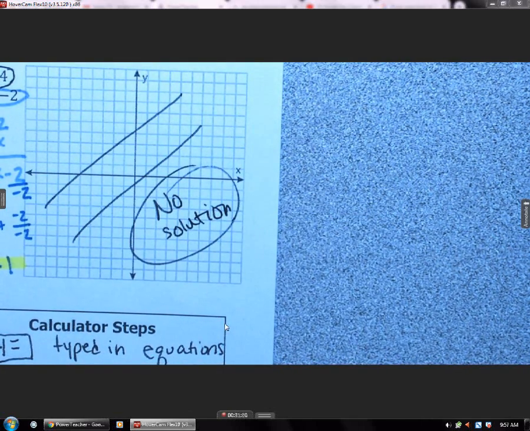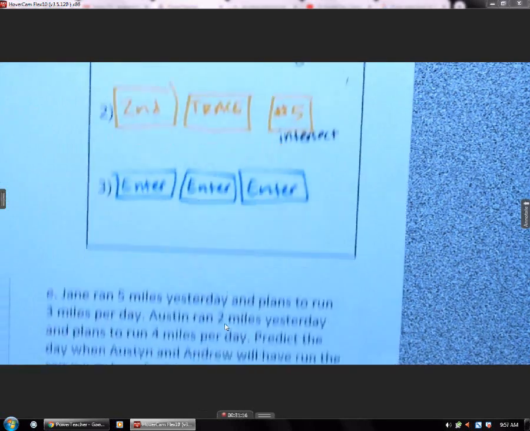They had the same slope also. That's a quick way to tell. Parallel lines have the same slope. Okay, last example, then we're done. You guys are doing great.